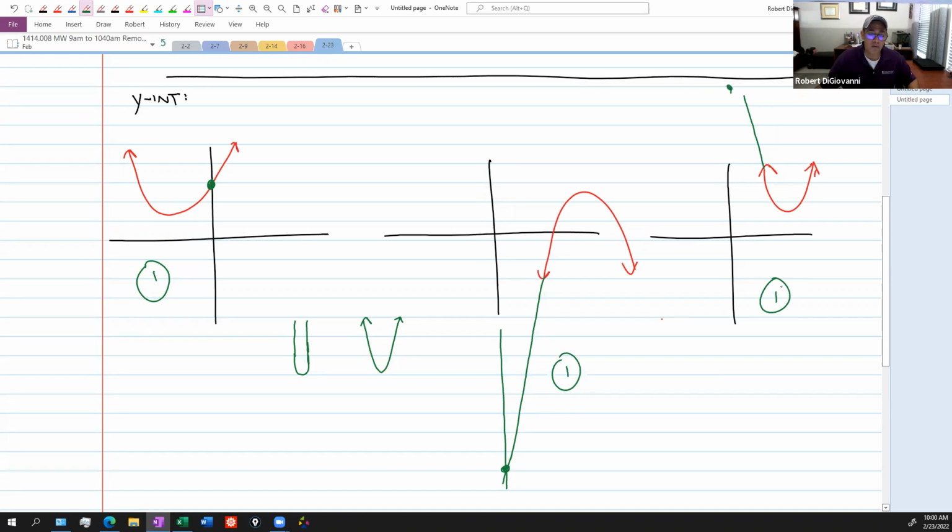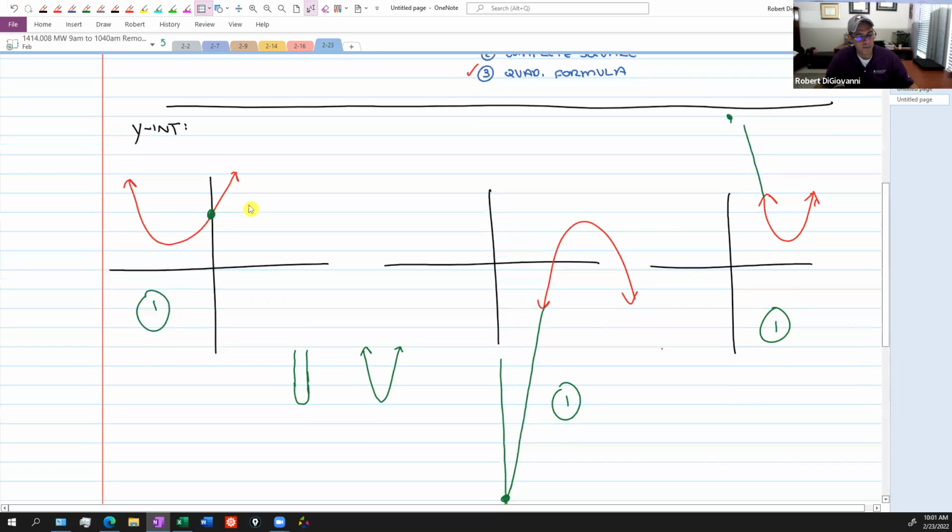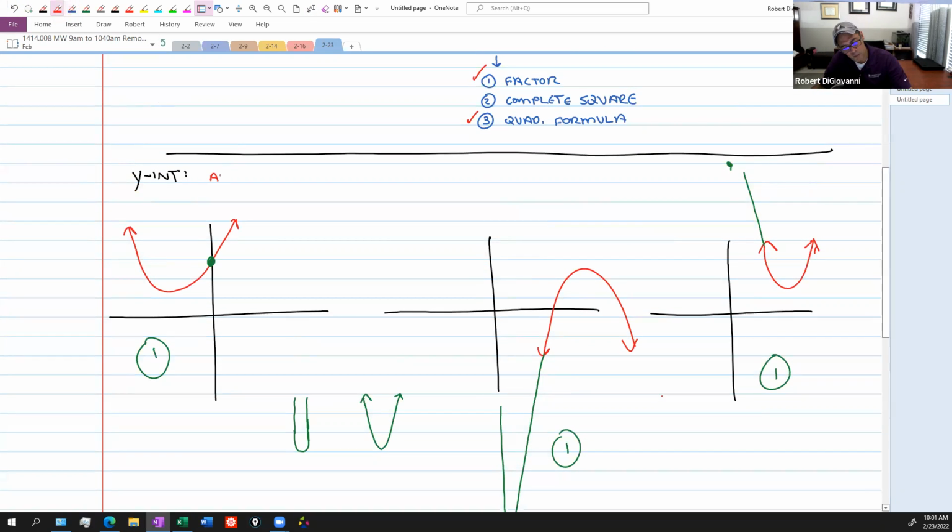So for all quadratic functions, you will have 1 y-intercept, and that's it. You cannot have none. You have to have 1, and you can't have 2. Because think about it. Let's just say your parabola hit more than one place on the y-axis. Let's say it hit twice. Wouldn't it fail the vertical line test then? And if it fails the vertical line test, then it would fail to be a function. So that can't happen. So for the y-intercept, we'll always have 1.